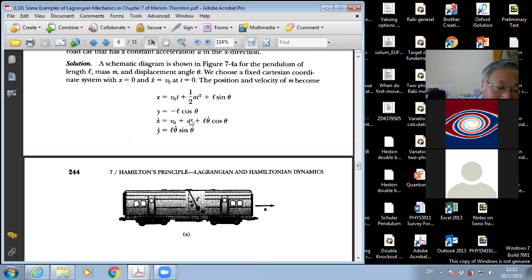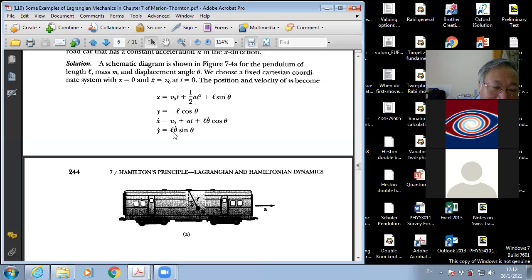All right. How about the y coordinate? There's no motion along the y axis, so y is equal to minus L cosine theta. Now we differentiate x with respect to time and y with respect to time.